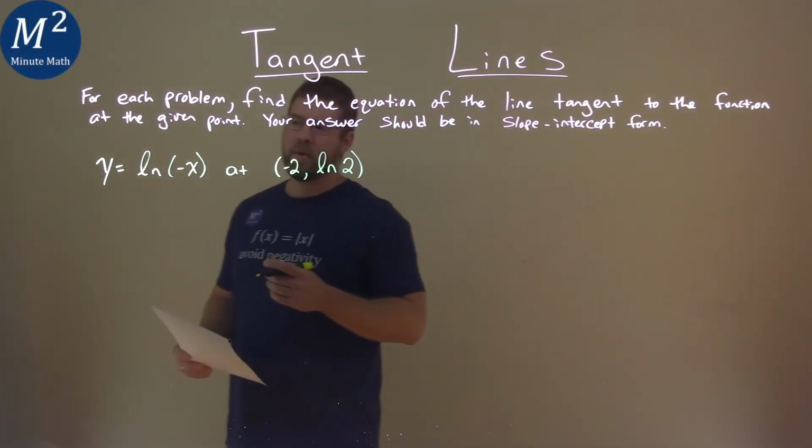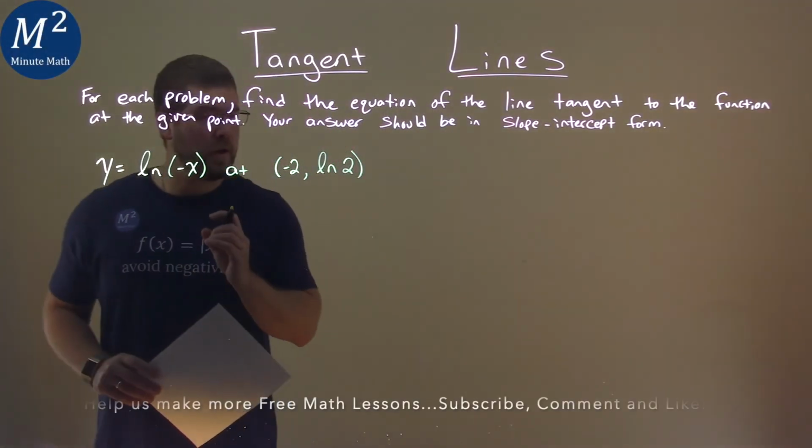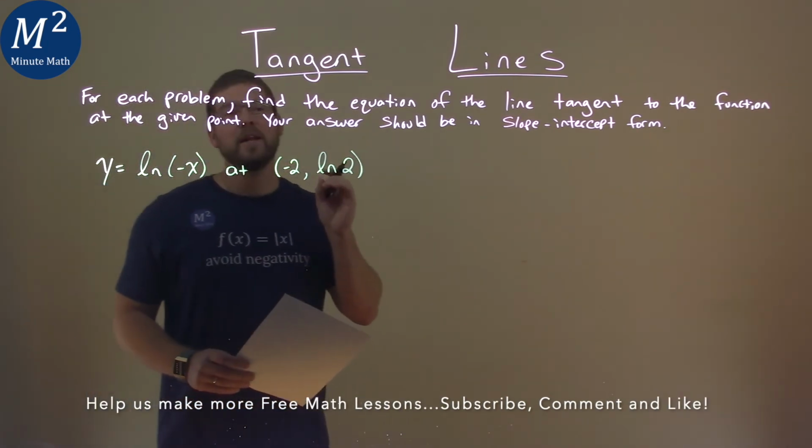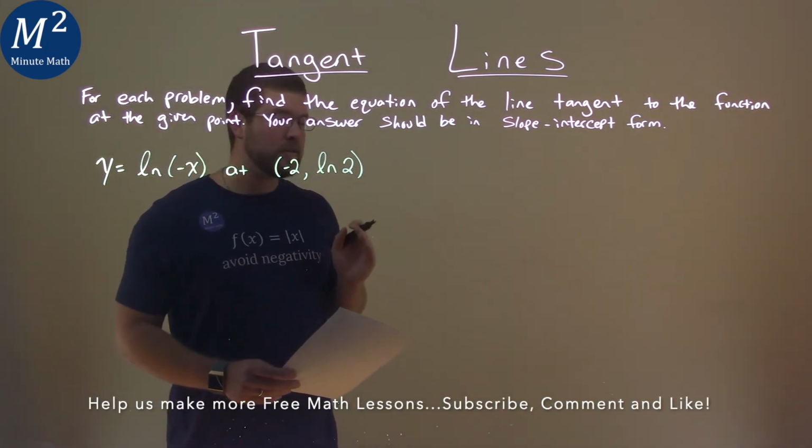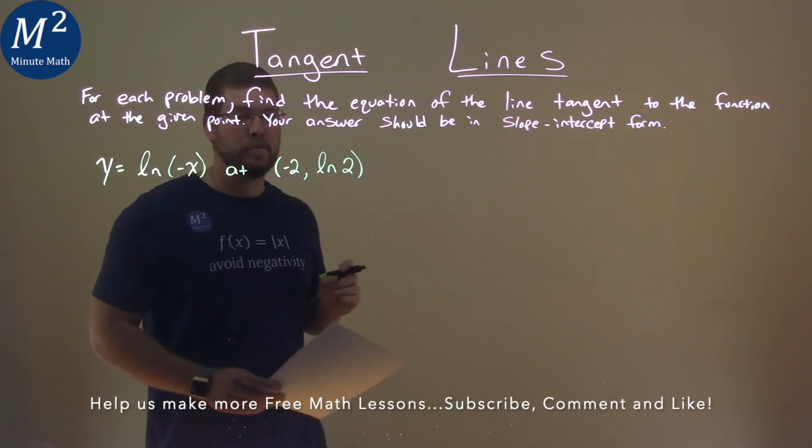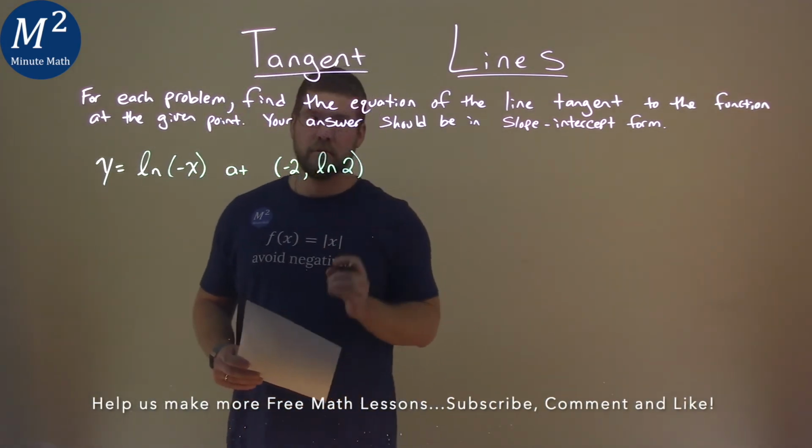We're given this problem right here. y equals the natural log of negative x, and we need to find the equation of the line tangent to this function at negative 2 comma natural log of 2.